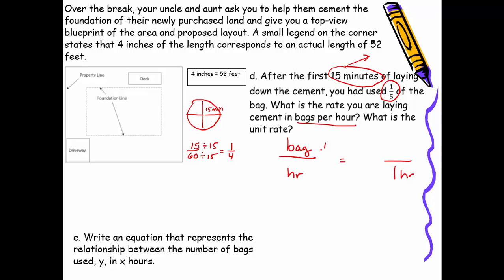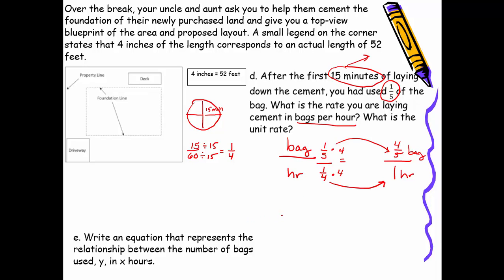So I do 1/5 of a bag over 1/4 of an hour. And then I say, how much of a bag would I use in an entire hour? Well, 1/4 times 4 will get me to 1. So then I have to do 1/5 times 4. 1/5 times 4 is 4/5. So I'll use 4/5 of a bag in 1 hour.